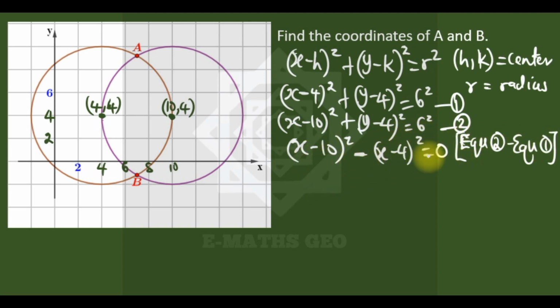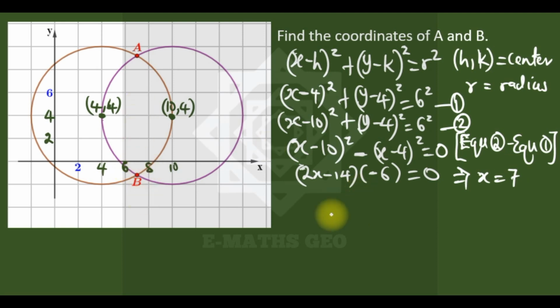So as you can see, this is a difference of two squares. This plus this is 2x minus 14, times this minus this, which is minus 10 minus 4, so minus 6, equals 0. Solving for that implies that x is 7. And it seems correct because 7 is between 6 and 8.